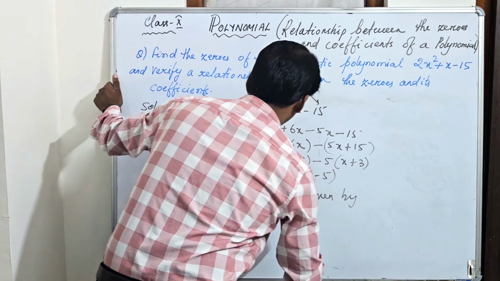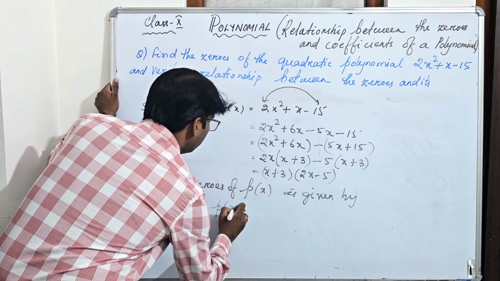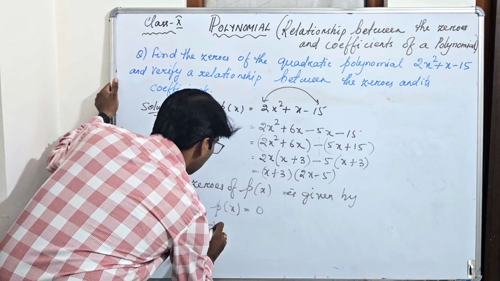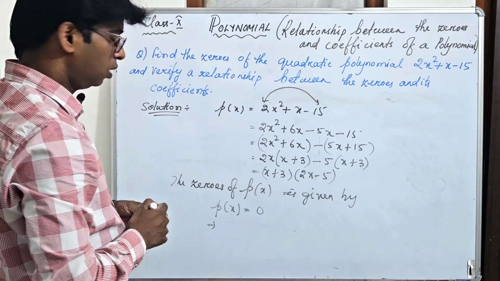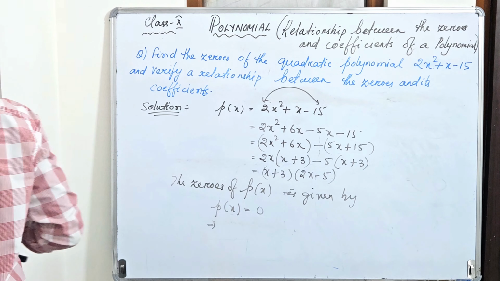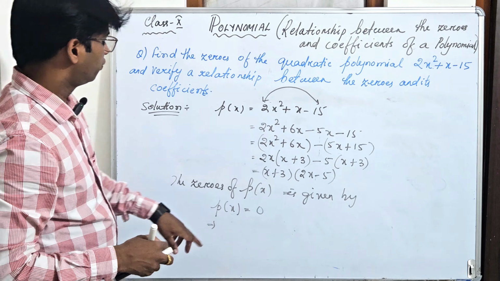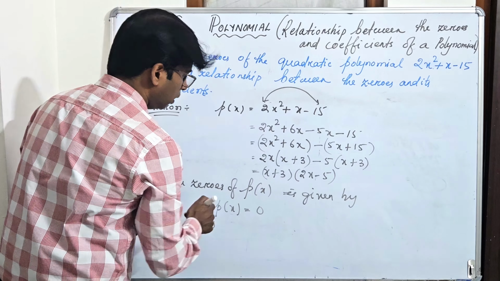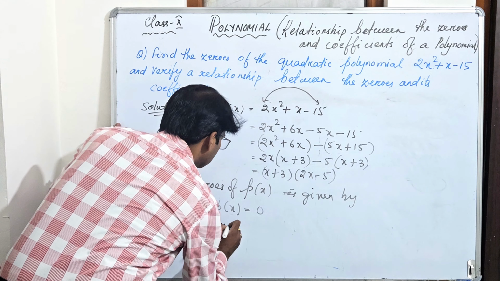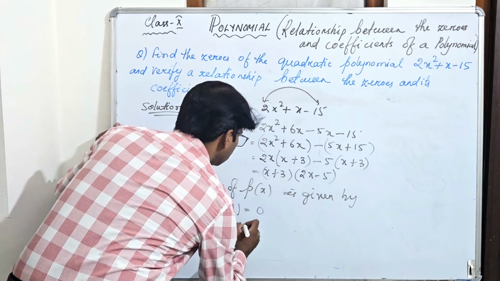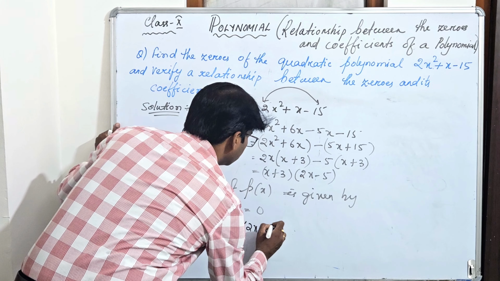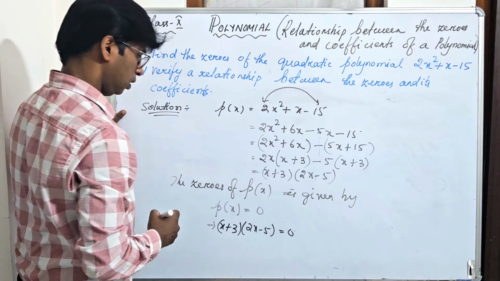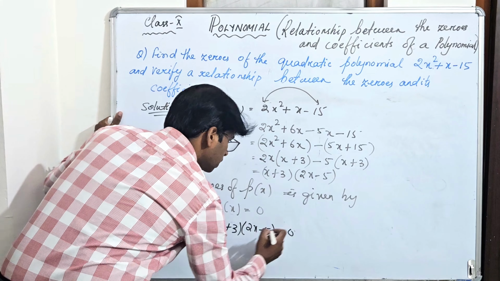p of x is equal to 0, and since p of x is factorized, I can say x plus 3 whole into 2x minus 5 is equal to 0, isn't it? Now the next step is what?